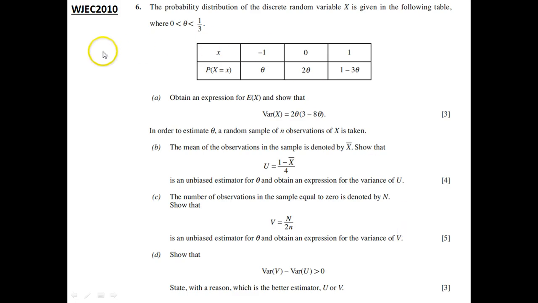Right, question 2010. The probability distribution of a discrete random variable x is given by the following table. So x is minus 1, 0 and 1, and theta can be between 0 and a third and is distributed in the table in that way. Obtain an expression for the expected value of x and show that the variance of x is that expression. Let's do that first.